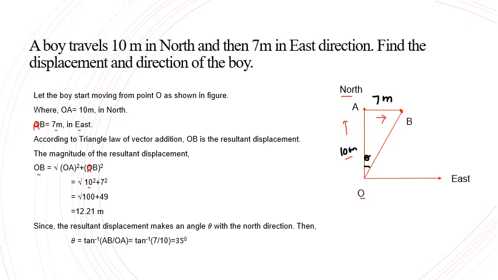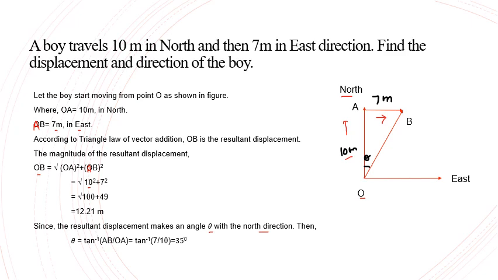And the resultant displacement makes an angle theta with the north direction. Look at the diagram. There is an angle of displacement. So we need to find the direction. First we found the magnitude of the resultant displacement, and now we have to calculate the direction. So to find theta with the north direction, what is the formula to find theta?